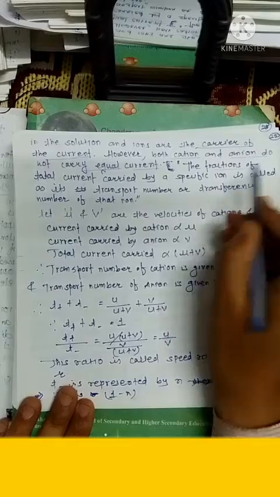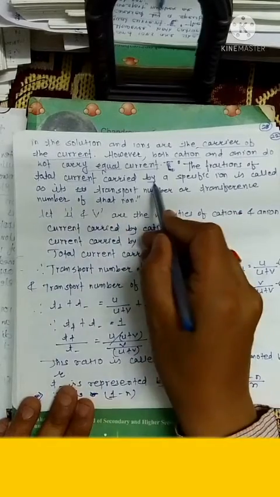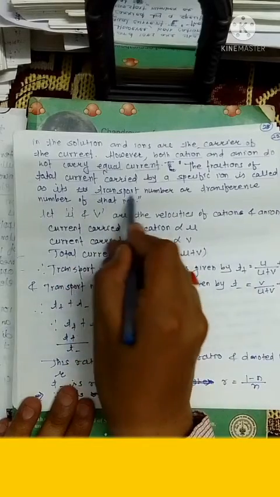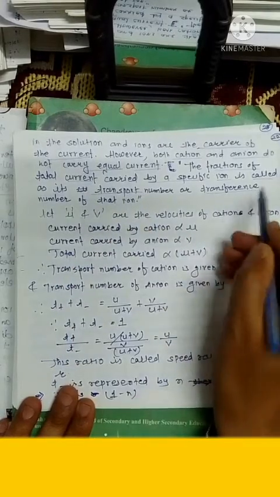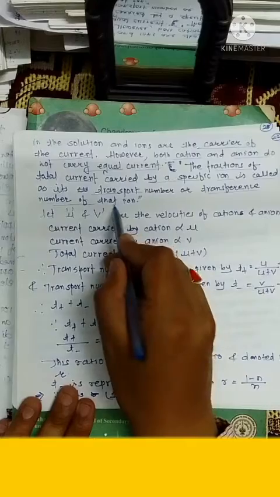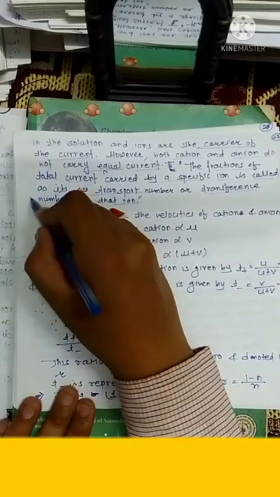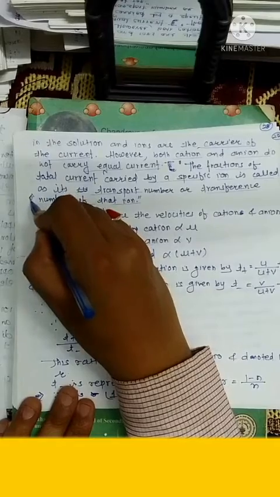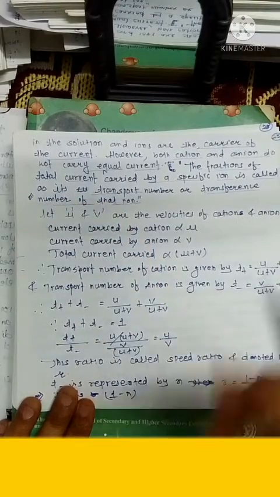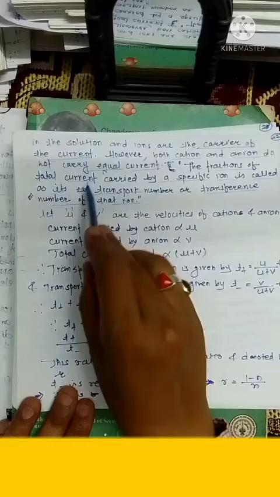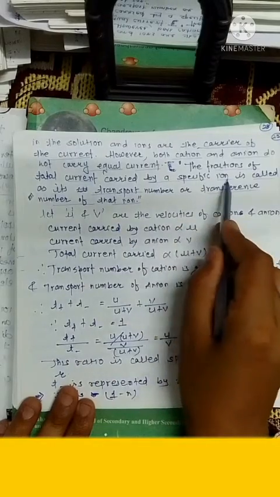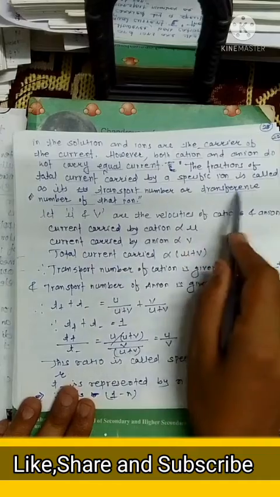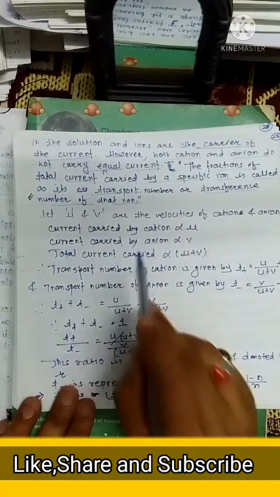The fraction of total current carried by a specific ion is called its transport number or transference number of that ion. This definition is important, generally asked for 1 mark in the exam. So what is transport number? The fraction of total current carried by a specific ion is called its transport number or transference number of that ion.